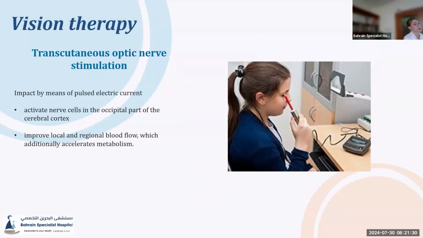The next one is transcutaneous optic nerve stimulation. Actually, the method is an impact by means of pulsed electric current. It's quite a low electric current, safe for every person. A child almost doesn't feel it.